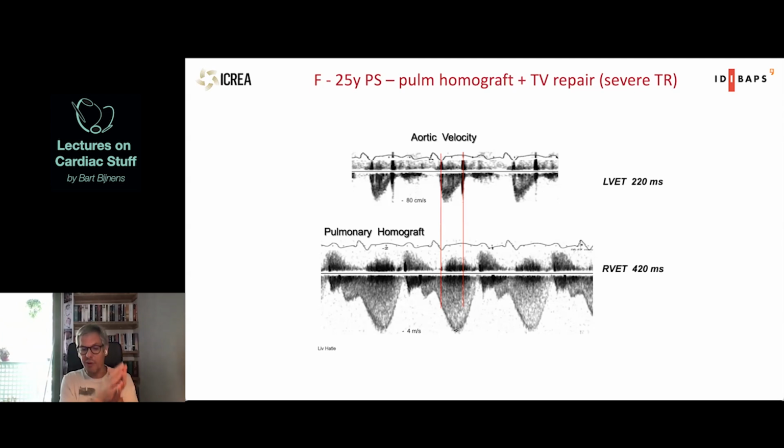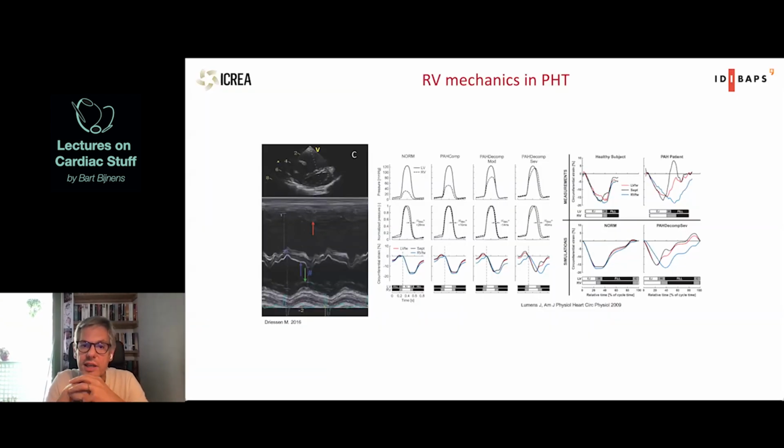But the main thing here is that if you have differential loading, you will have differential dynamics, because partially you will use this development later, but that has an influence on the overall dynamics of the ventricle, of course.